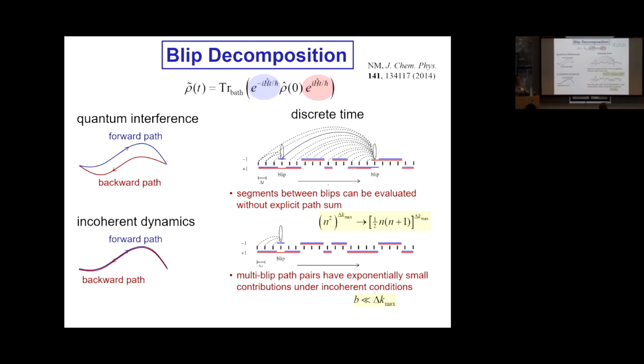So you can start by including the 1-blip paths, 2-blip paths, and 3, and so on. And this converges very rapidly in the incoherent regime. So what you get is convergence to exact results with B, the number of blips, being much, much shorter than memory. So you can do calculations where you have, say, 200 steps of memory with 3 or 4 blips, and it goes very fast. And so this reduces the storage as well as the number of calculations by exponential factors.